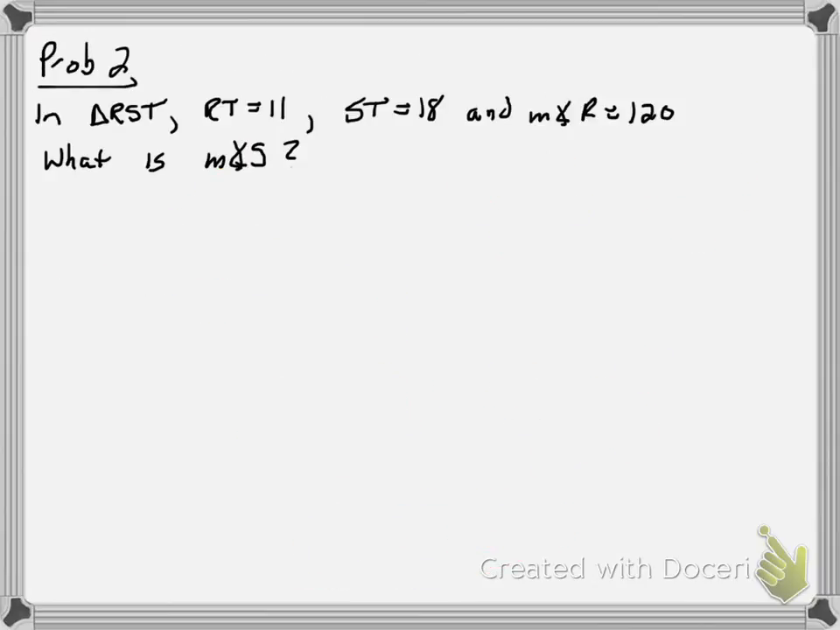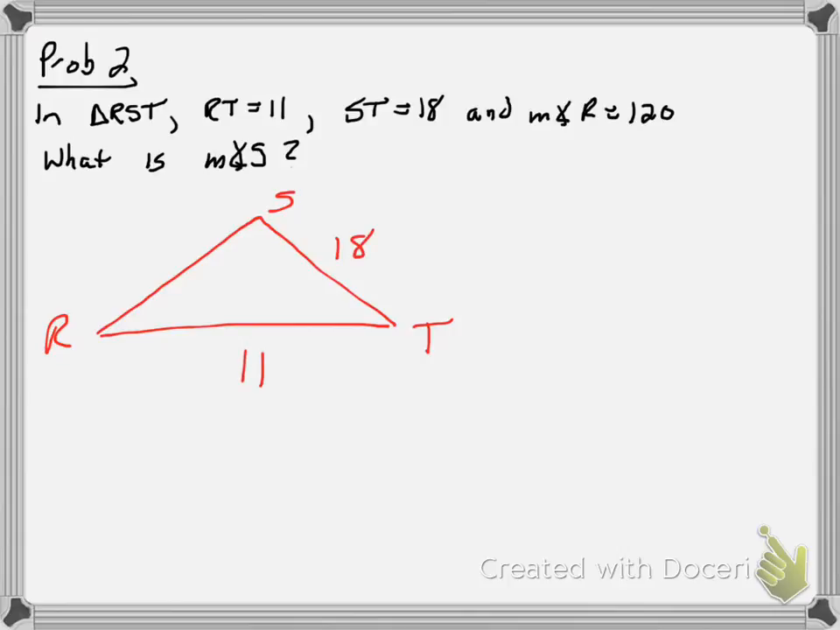Problem 2 talks about a triangle RST, and you can read the rest of it. So again, draw a picture. Doesn't matter what the triangle looks like. RST. RT is 11. ST is 18. And they tell me R is 120 degrees. They want to know what the measurement of angle S is. We don't know what that is. So let's go from there.